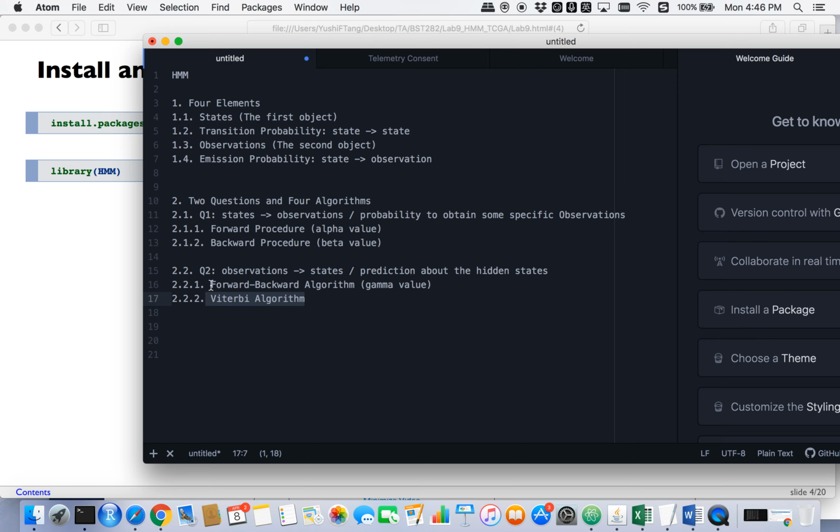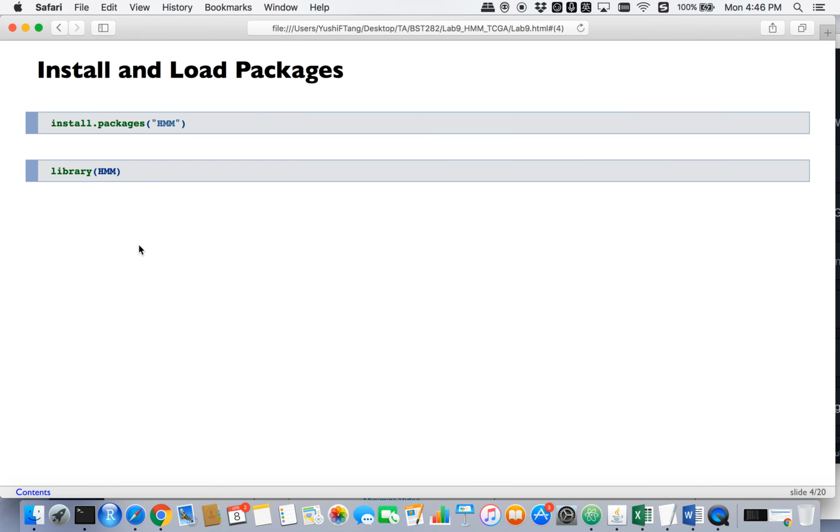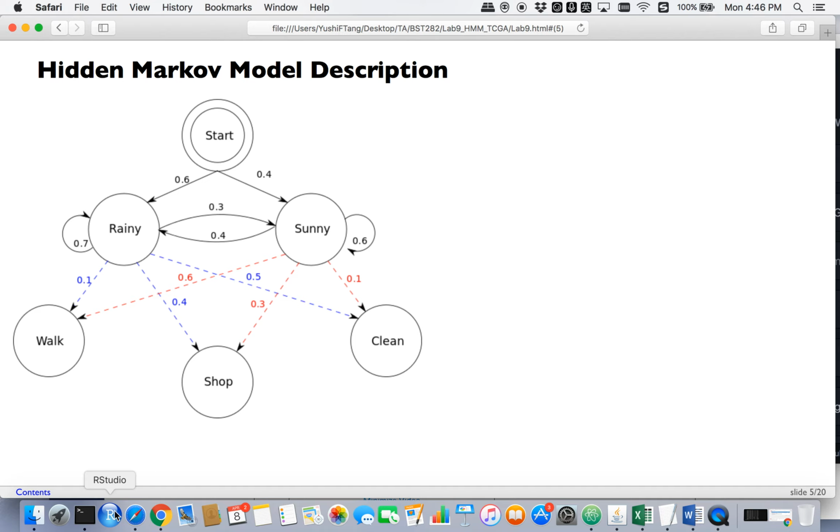So how could we do all of these four algorithms in R? R has already created a package, HMM, so it's a black box. And then I will take you through calculating them by hand. So maybe through this part, you could write the whole package by yourself. Okay, so now let's get through the examples first.